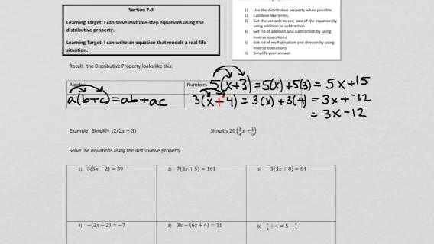Alright, so let's take a look at this example right here. We're going to simplify 12 times the quantity 2x plus 3. So I'm going to distribute the 12 to the 2x, and then I'm going to distribute the 12 to the 3. So it looks like that, and my answer would be 24x plus 36.